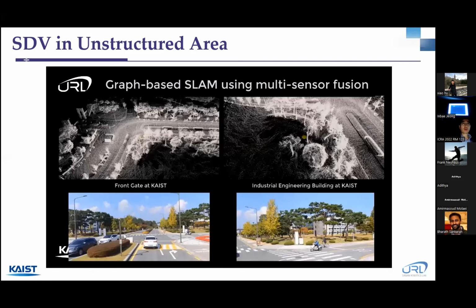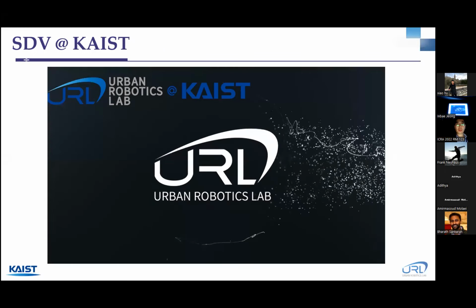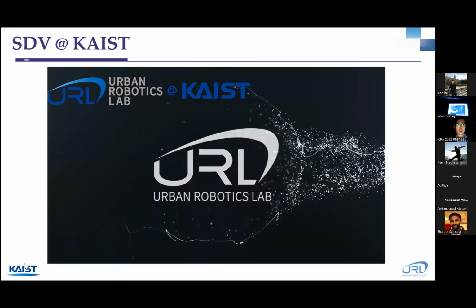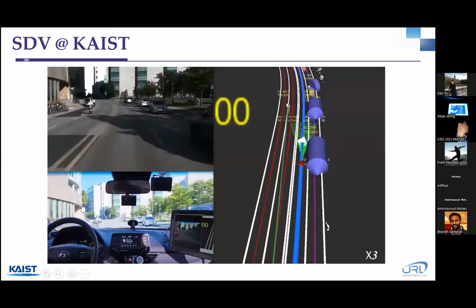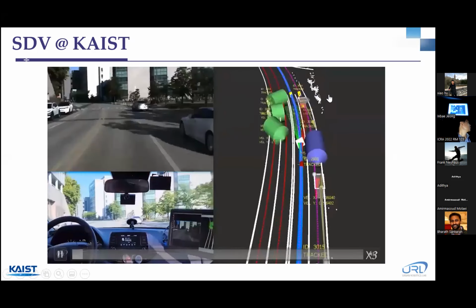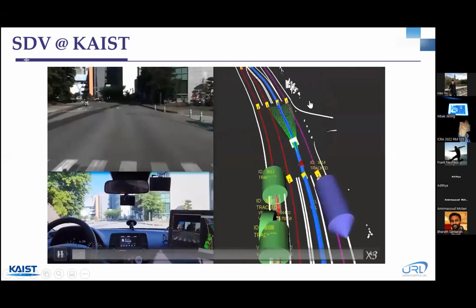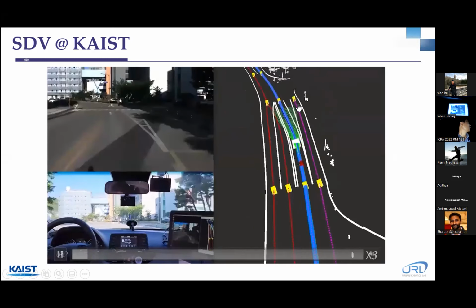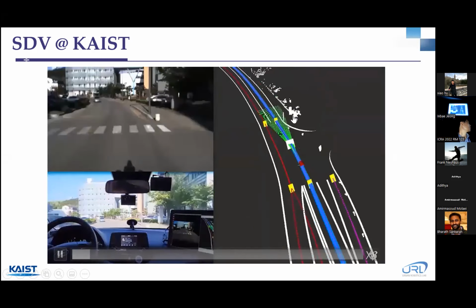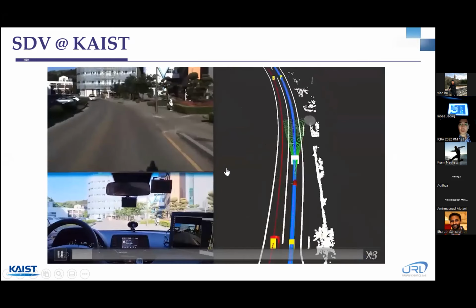So this is the actual autonomous driving at our campus at KAIST. So we can extract the features from the environment this way. Some trunks or some building features are extracted, and by using that, we can localize the vehicle and drive autonomously.